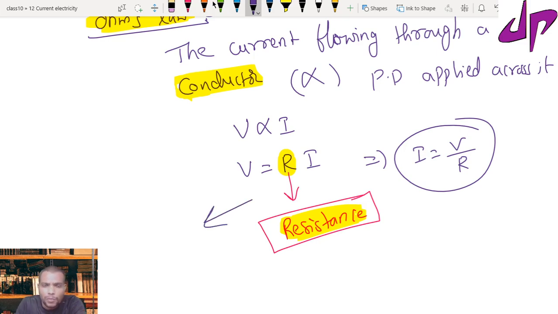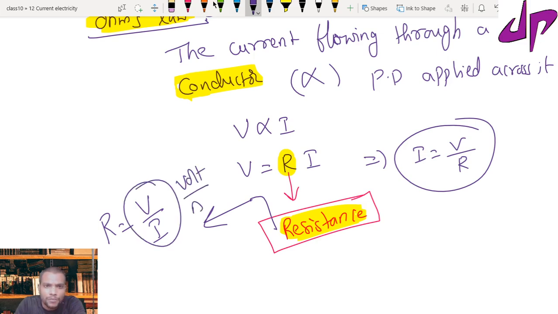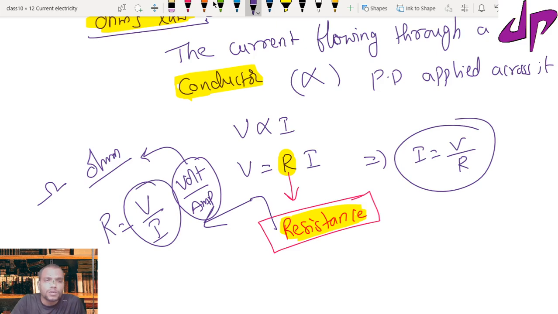And to find the property of resistance, R equals V by I. So voltage versus amperes. We divide these two, and we get a new unit that we call the ohm, and we use the symbol omega. So resistance units are nothing but ohms.